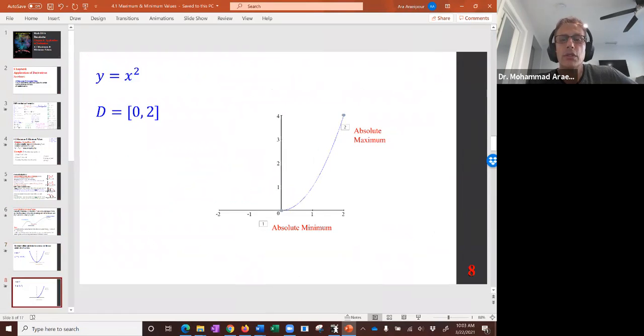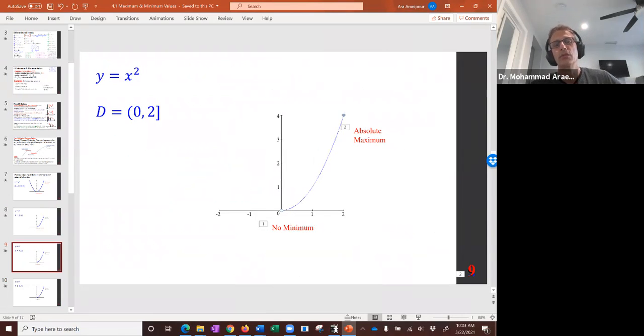In the case of a closed interval, we have both absolute max and min. We do not have local because the endpoints can only be absolute. Half open, half closed, we lose the minimum, we keep the max. If it's open on both sides, we lose both of them.